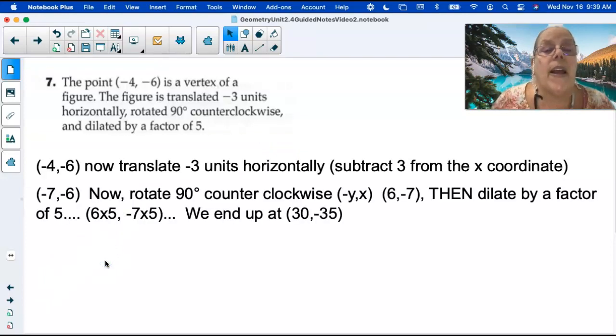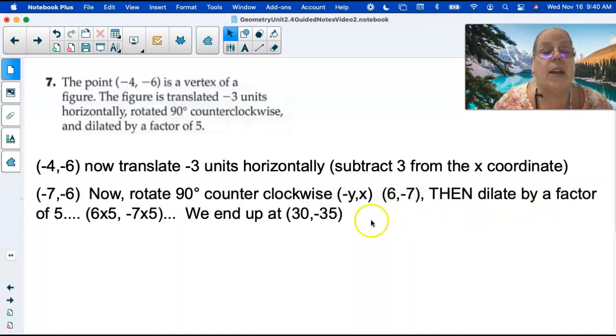Okay, so we translate -3 units horizontally, which basically means subtract 3 from the x-coordinate. That puts us at (-7, -6). We all good with that? Now we're going to rotate 90 degrees counterclockwise, which makes us do (-y, x). So the thing that's in the y position is going to move to the front and change its sign, and the -7 is going to slide on back. So now we have (6, -7).